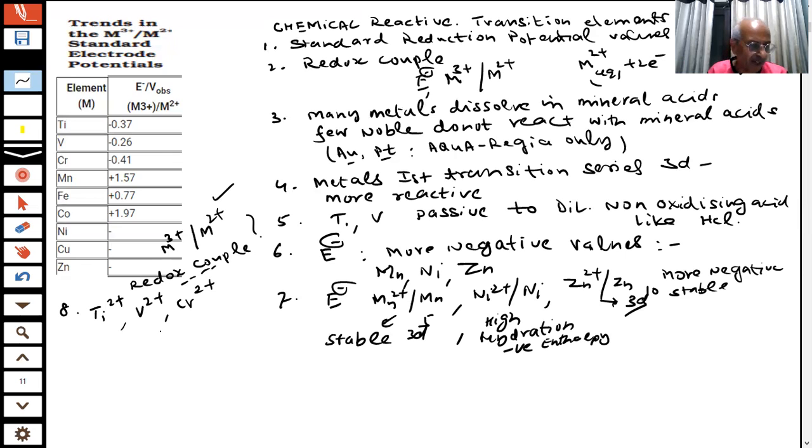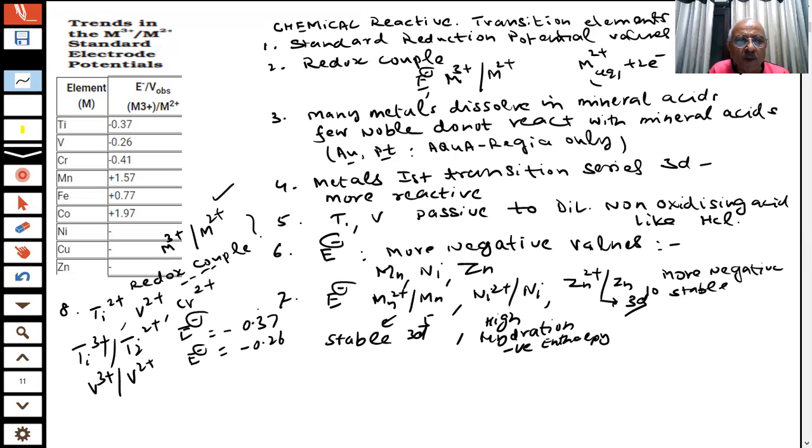Now the couple story starts. What I am talking of is titanium 3 plus to titanium 2 plus. What is the value of this, given in the table? Titanium 3 plus to 2 plus is minus 0.37. What is the value for V3+ to V2+? It is minus 0.26.